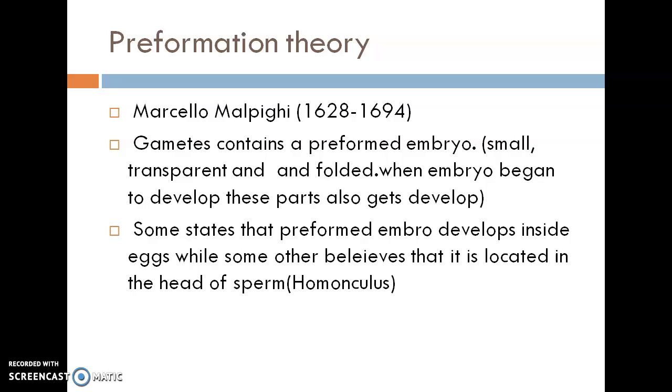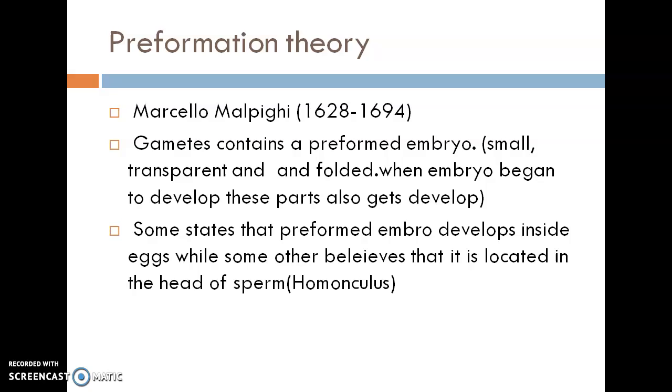We know that an embryo generally develops through different processes, different modifications taking place in the fertilized egg or zygote. But here he says that a preformed or miniature embryo is present within the gamete. And what is the peculiarity of this preformed embryo? It is very small, transparent, and folded. When the embryo begins to develop, these parts also develop. So, according to this theory, the gamete possesses a preformed embryo, which is the miniature form of the fully developed embryo. When development proceeds, the size also increases.